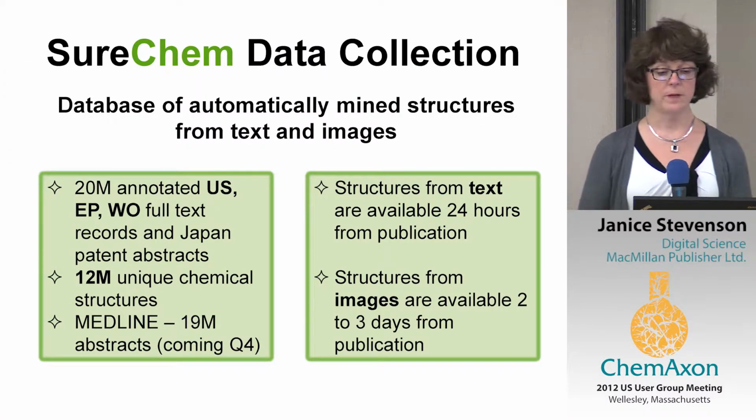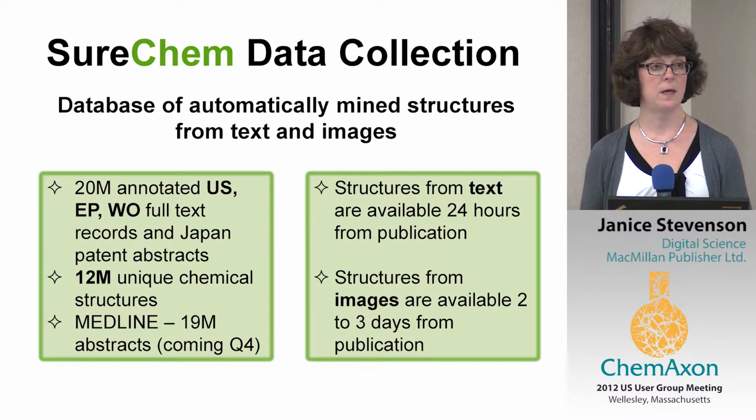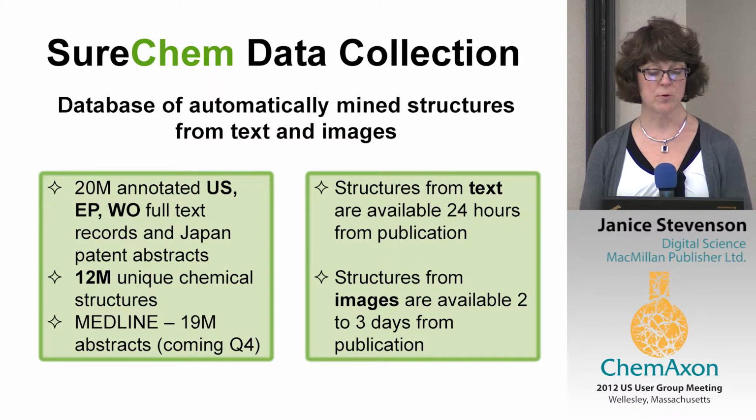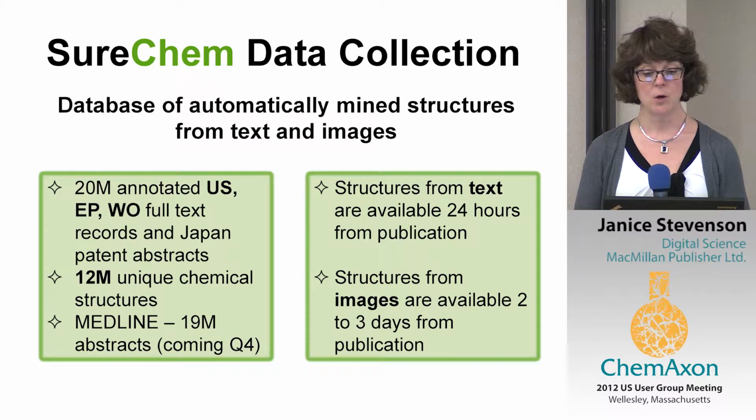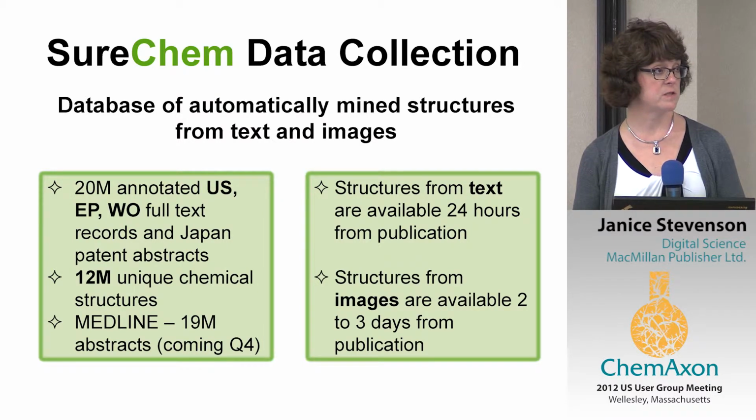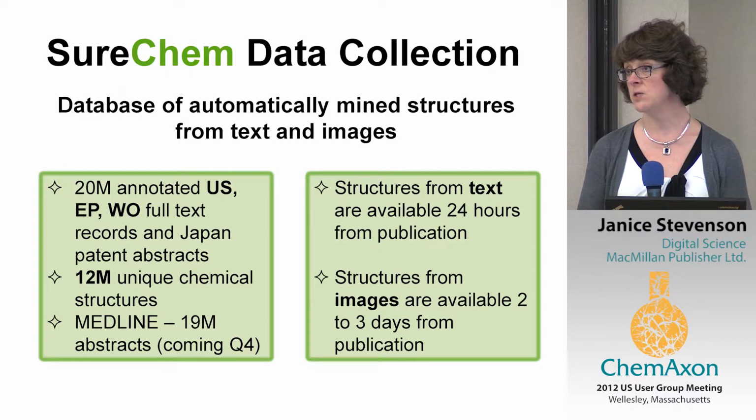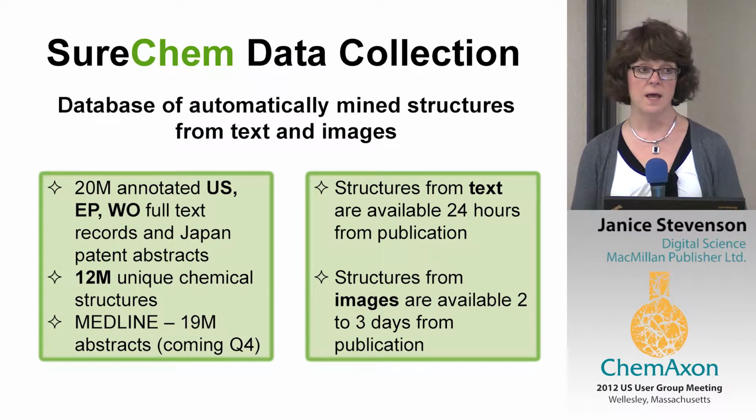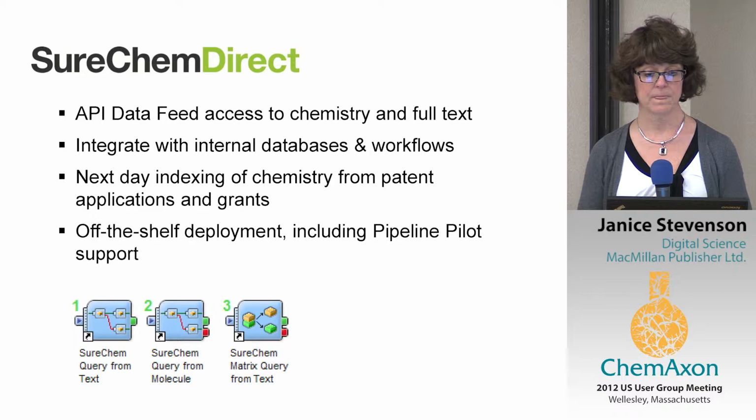Just so that you know a little bit about our data collection, as I said, we annotate US, EP, and world. We also do Japanese abstracts. We have at this point approximately 12 million unique structures, and that number is growing. We also, by the way, in addition to searching the text, we do look also at the images that are coming from the complex work units for the US patents, images associated with the EP and world patents as well.